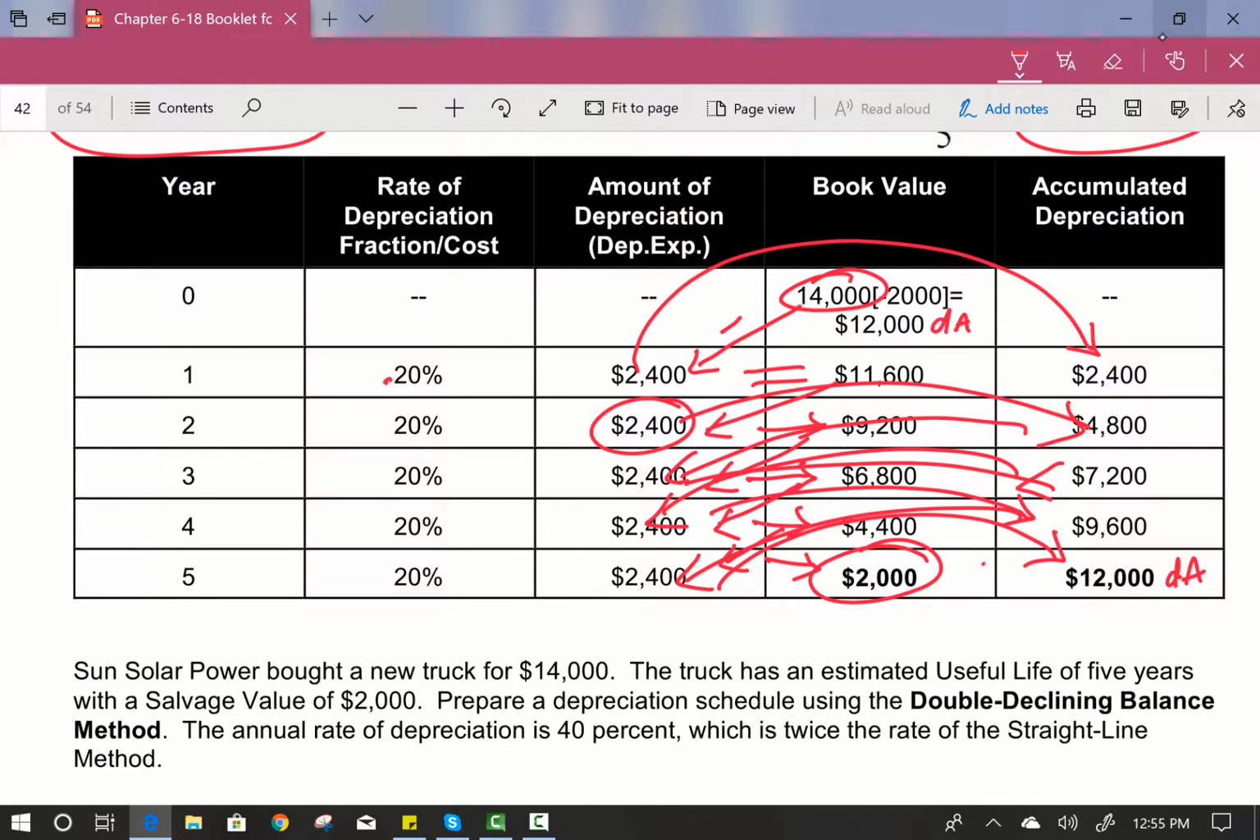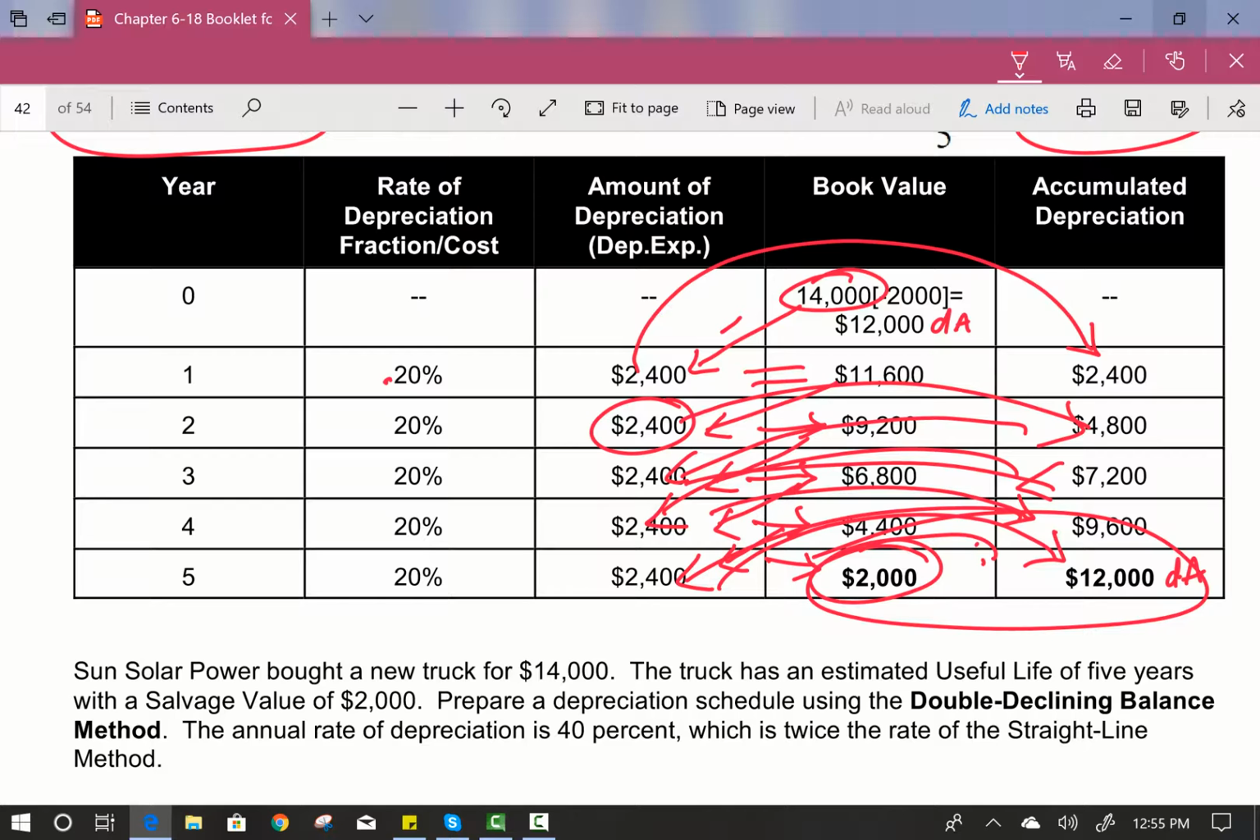So you have a stopping point right here of $2,000 for the residual value, and your accumulated depreciation will not go greater than the cost less your residual of $12,000, which is your depreciable amount. What do I deduct on my taxes each of those years? $2,400. That's the depreciation expense.